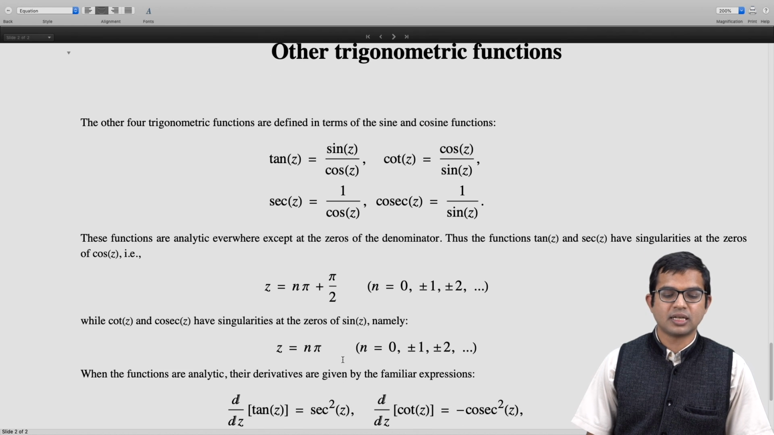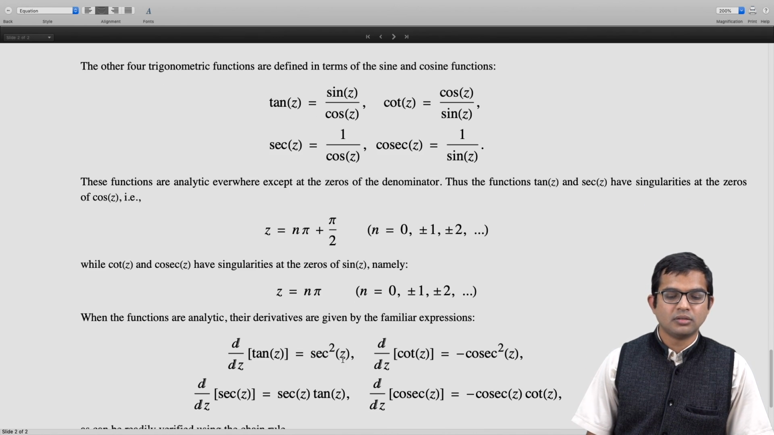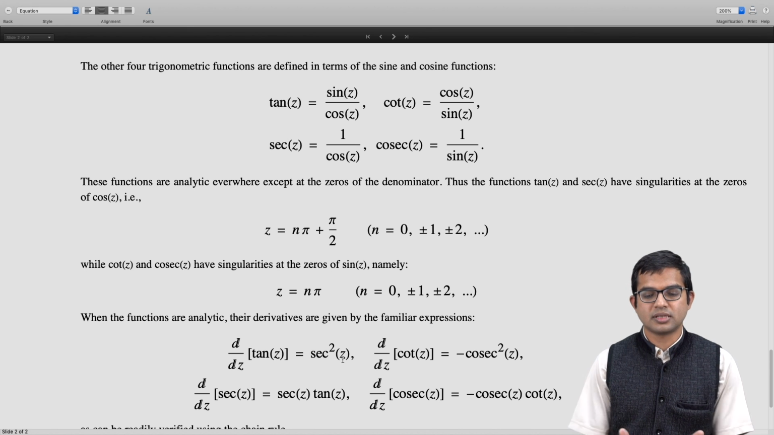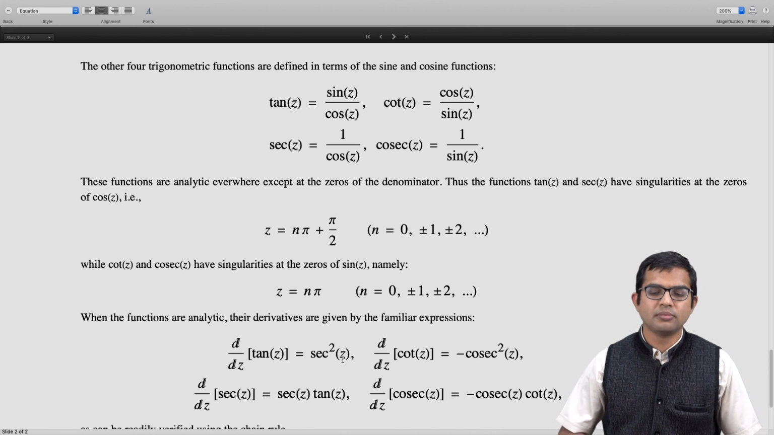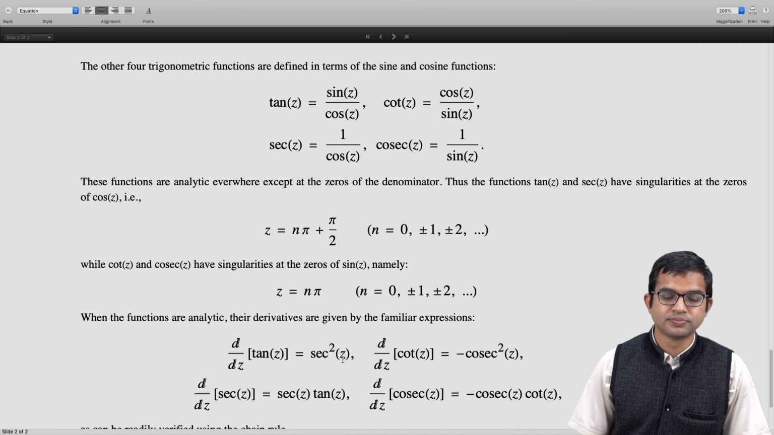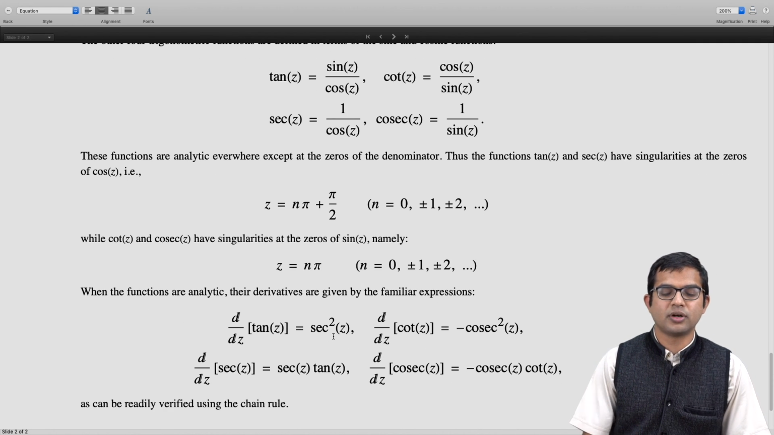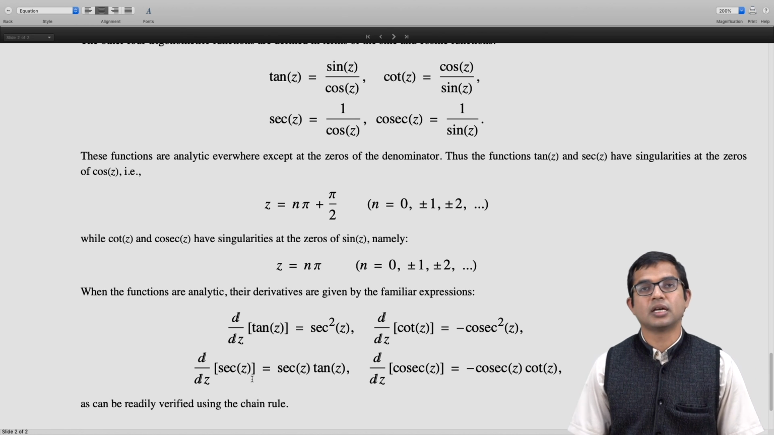So when these functions are analytic, their derivatives exist, and in fact they have these same familiar expressions which we are used to from considering these functions of a real variable. So derivative of tan z is going to be secant squared of z, according to the way we have defined it. Derivative of cot of z is minus cosecant squared of z. Derivative of secant of z is secant z tan z. Derivative of cosecant of z is equal to minus cosecant of z cot z. All of these identities just carry through directly at all points where these functions are analytic.